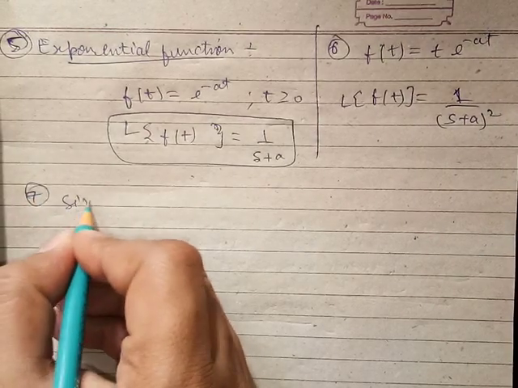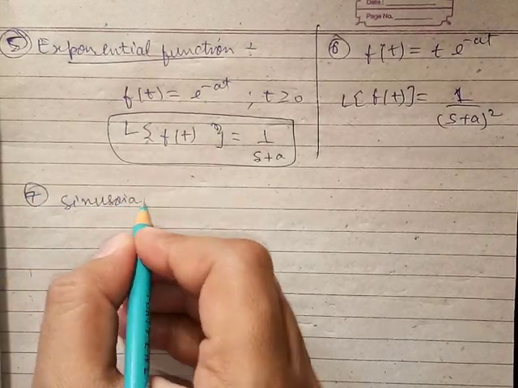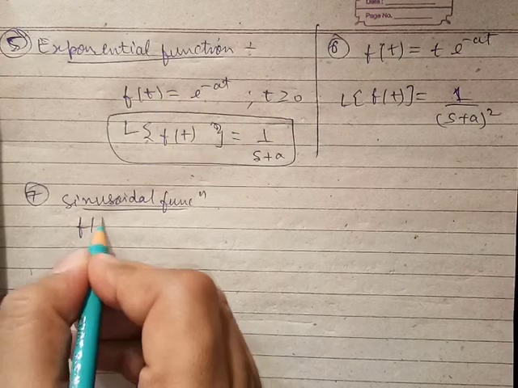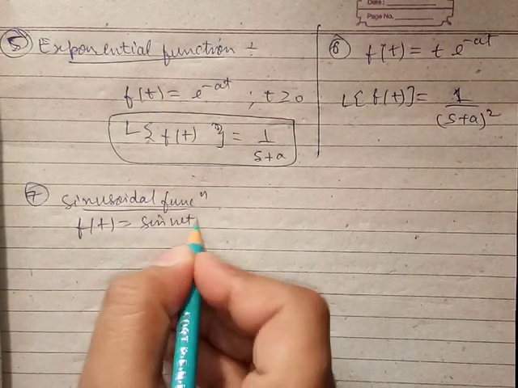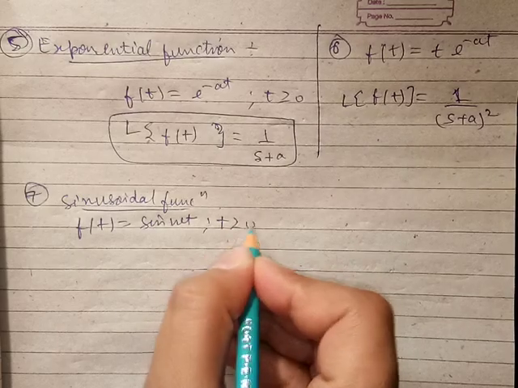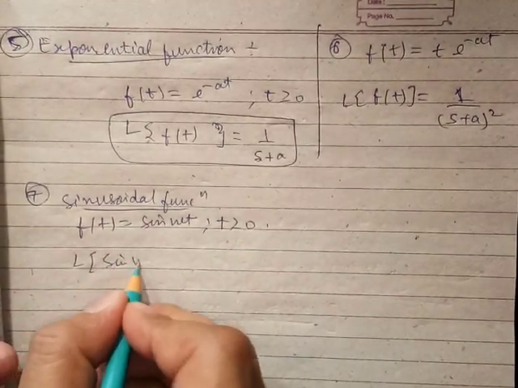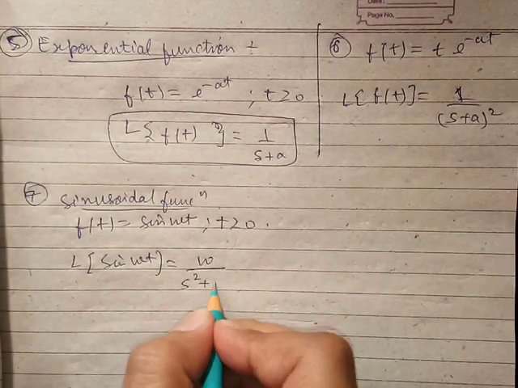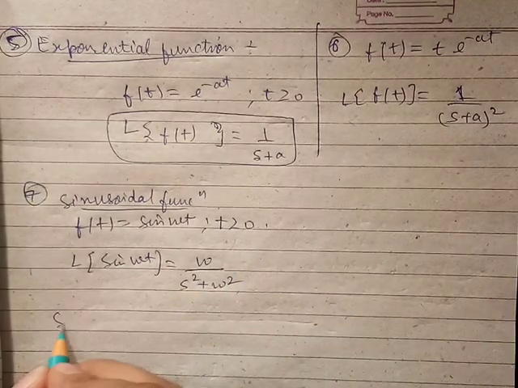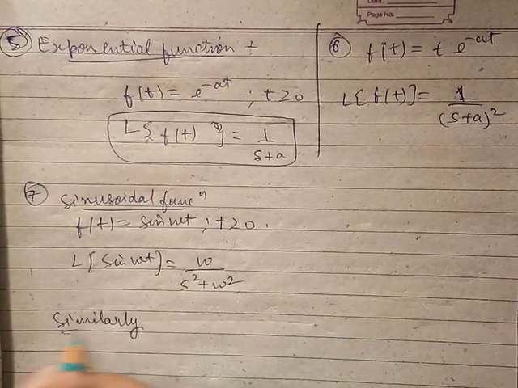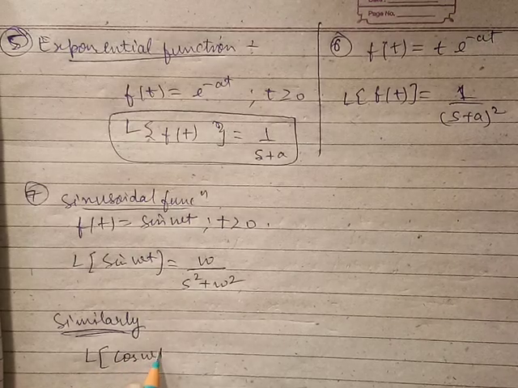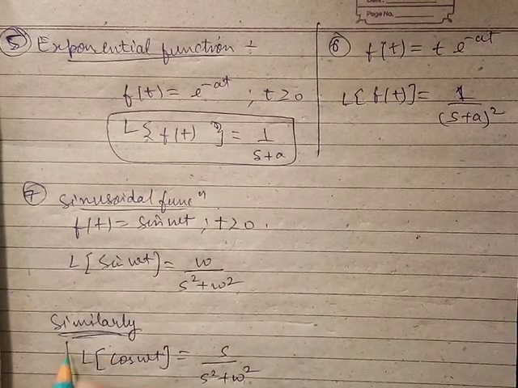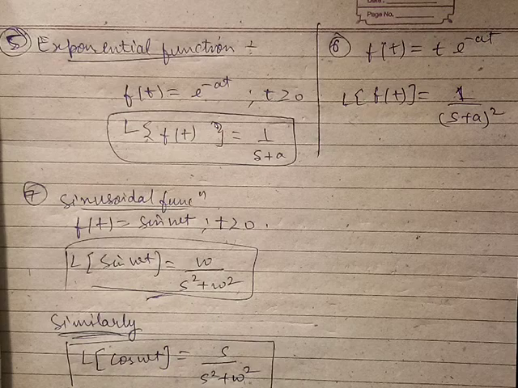Again, I'm saying, the next comes on the sinusoidal function. In the sinusoidal function, we take f of t equals sine omega t, for t greater than or equal to 0. Now the Laplace transform of sine omega t is given by omega upon s square plus omega square. Similarly, for cos of omega t, it will be s upon s square plus omega square. This is the formula for sine, this is the formula for cos.